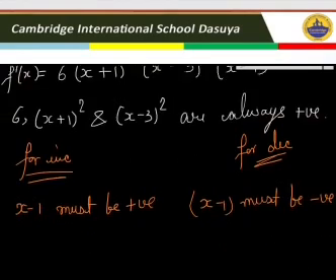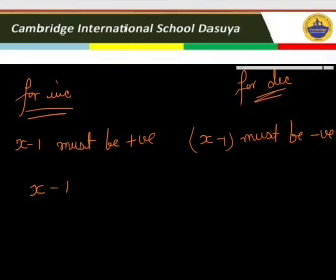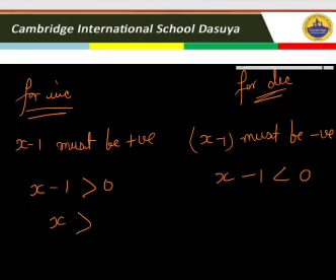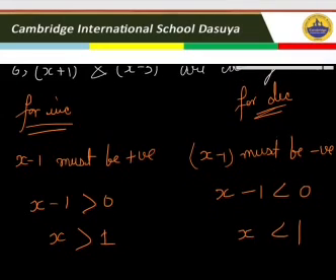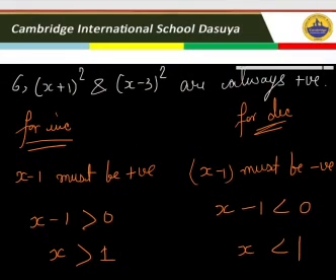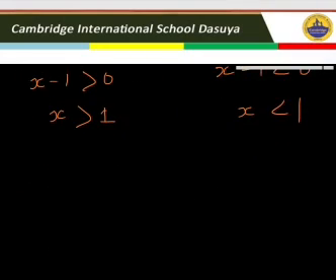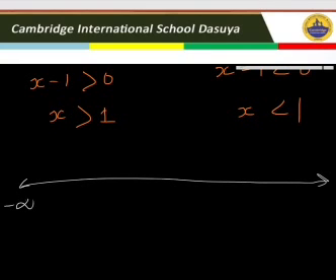Fine. Now, let's see on the number line. So, x minus 1 is greater than 0 for increasing. And for decreasing, x minus 1 is less than 0. So x is greater than 1, x is less than 1. Now let's check on the number line. So let's draw the number line. Now this is the number line. So minus infinity to infinity. So here it is 1.